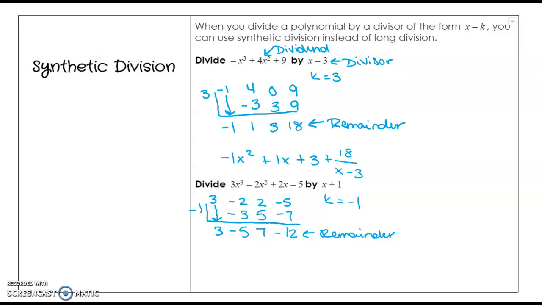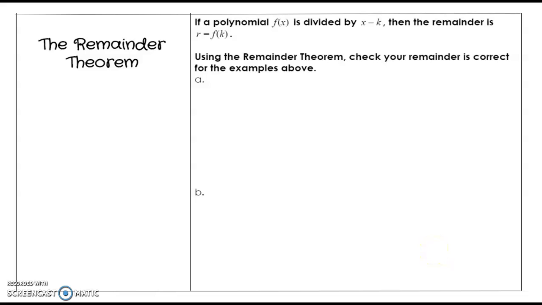And so our polynomial here should be 3x to the second power minus 5x plus 7 minus 12 over x plus 1. All right, so now we're going to check what we got. This is called the remainder theorem. We're going to use the remainder theorem to check that your remainder is correct for the examples above.